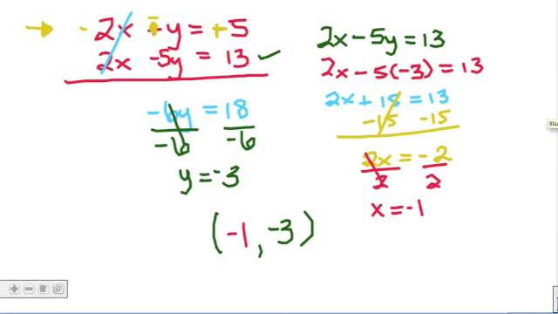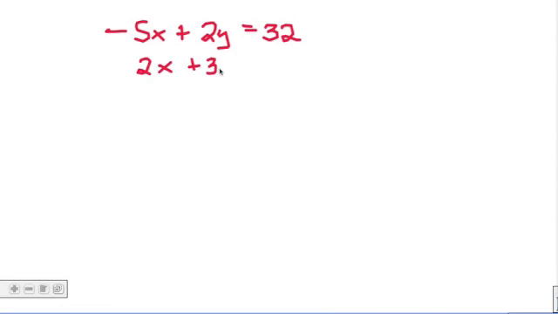All right, let's try another one. Let's look at this. We have -5x plus 2y equals 32. 2x plus 3y equals 10. So you can see that just changing signs or just elimination is not possible on here. We need to do some reconstruction. But I do see that I could eliminate these x's because I have a negative and a positive if they were both the same value.